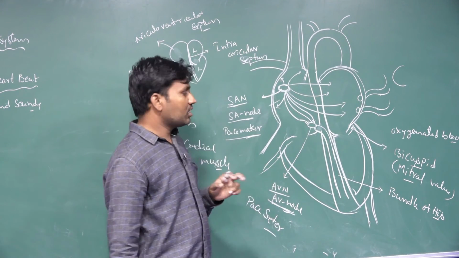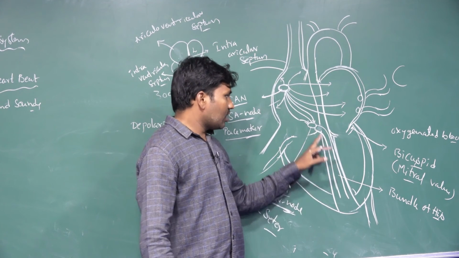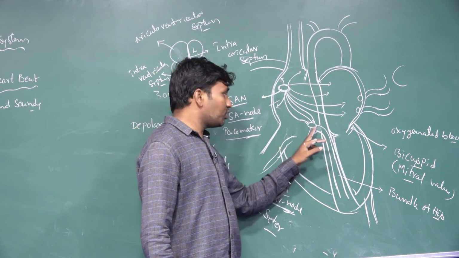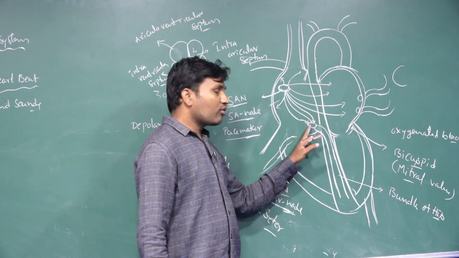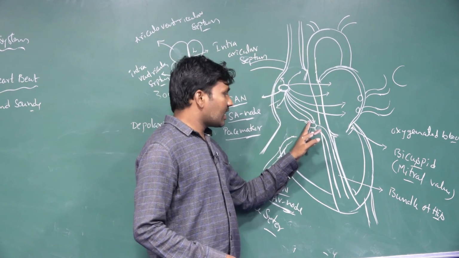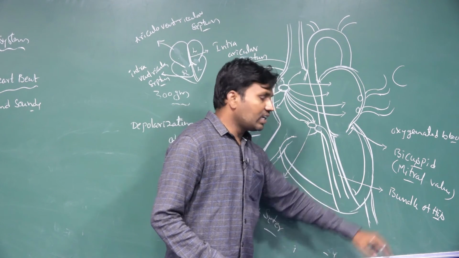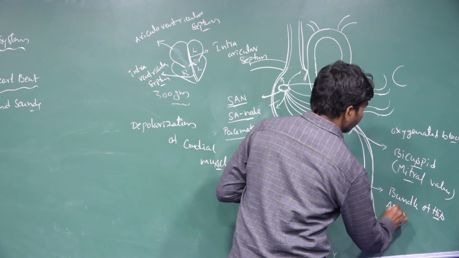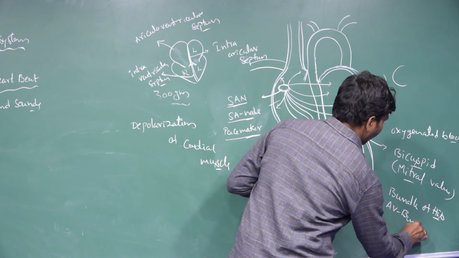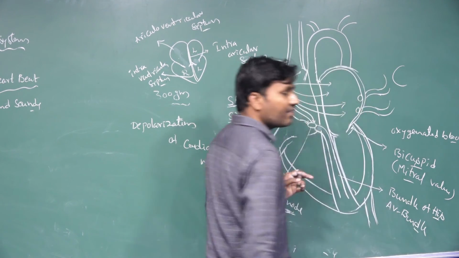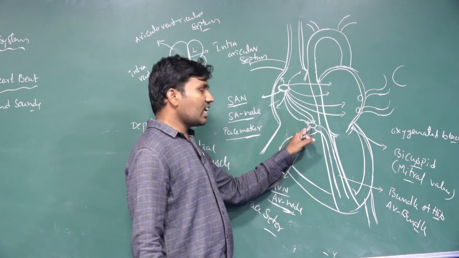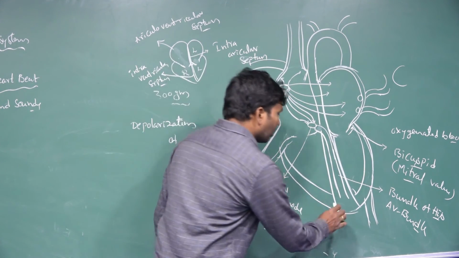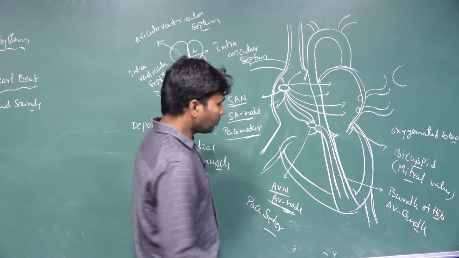Bundle of His. Through this bundle of His, whatever impulse the AV node receives, it amplifies and sends into the bundle of His. It is also called the AV bundle, because it is connected to the AV node: AV bundle or bundle of His.